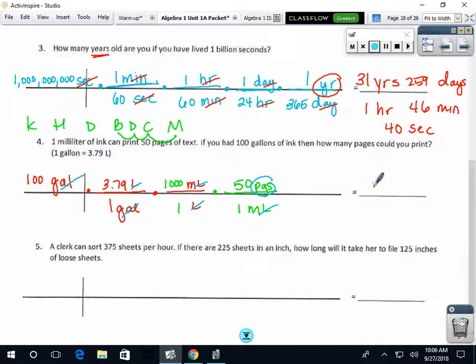You can just tell me, you don't have to try to say it correctly, you can just tell me the digits. 1, okay, is anybody able to say that number? Very good. 18,950,000 pages could be printed if you had 100 gallons of ink.